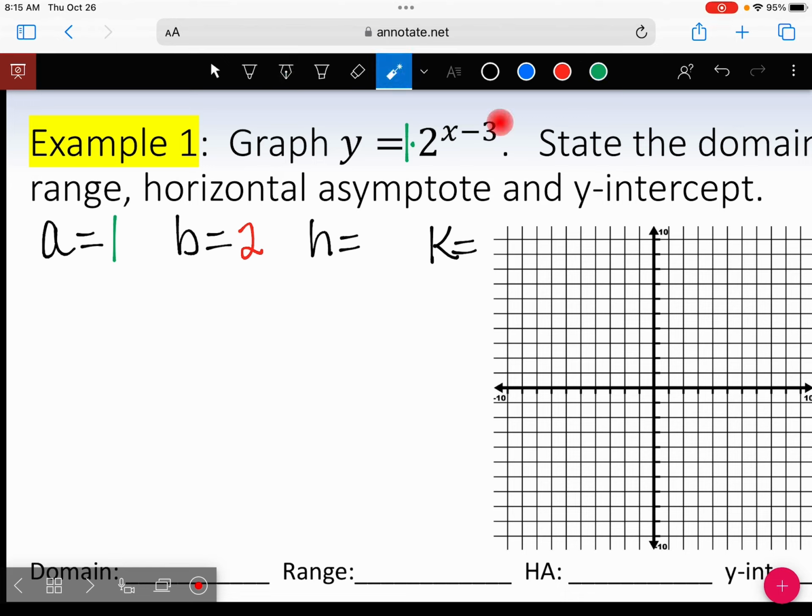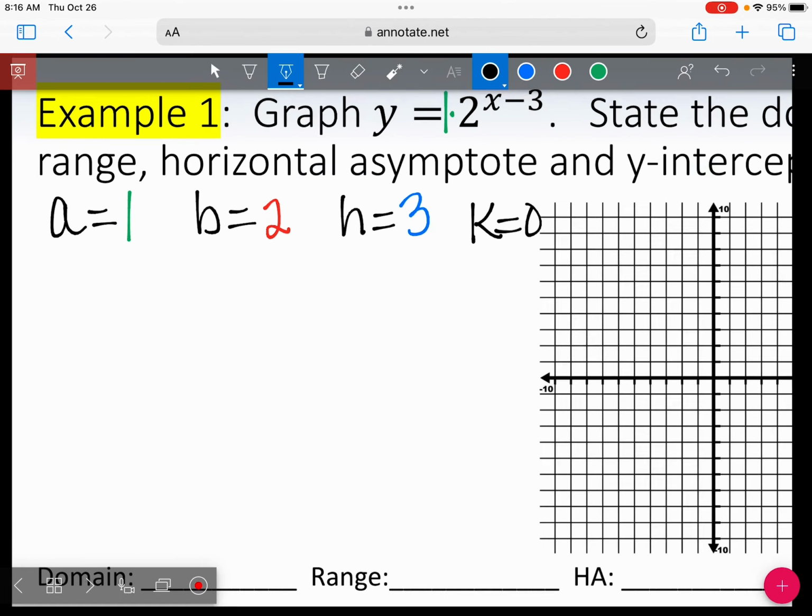H is in your exponent, but you always change the sign. So it's not -3, it would be +3. And K is the number that's added to the back. And there isn't a number back here, or sometimes it's in the front. In your book, sometimes they put K in the front, but it will have a plus or a minus sign. And in this example, K is 0.